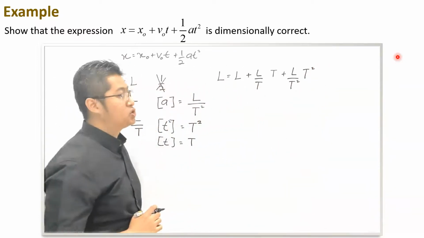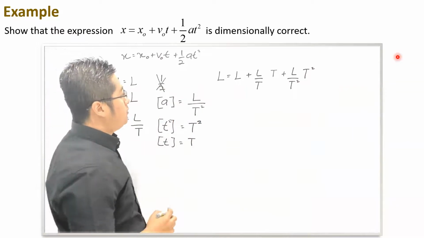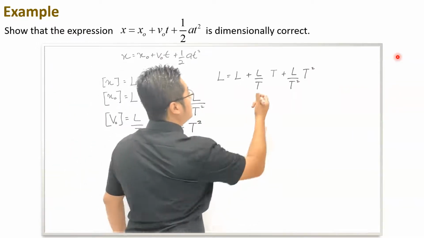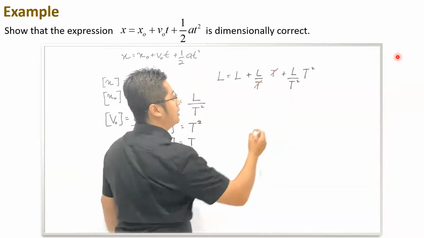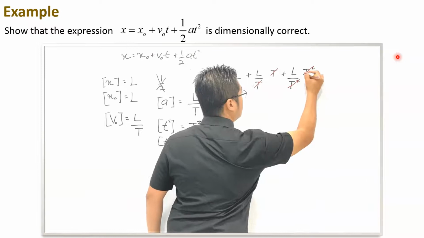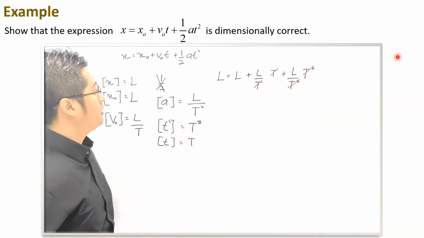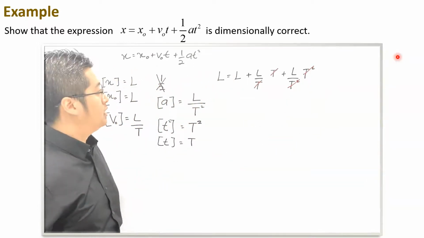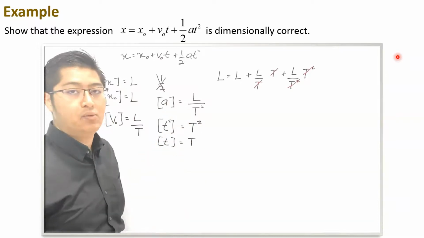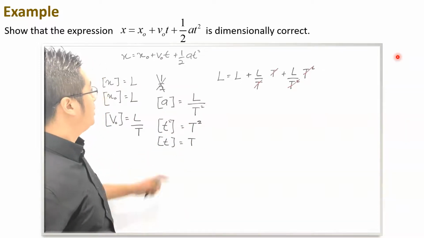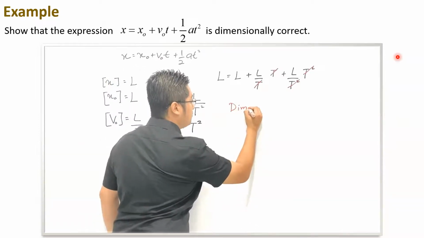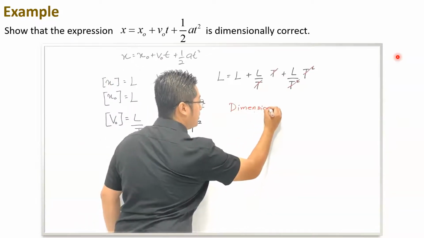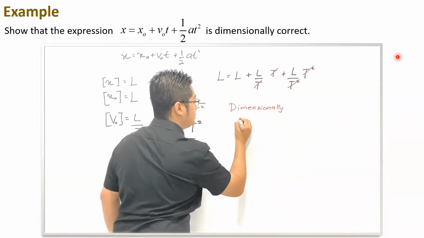capital T squared. Okay, now you may cancel the dimension for the time and for the time squared. So only the dimension of length remains on both sides of the equation. It means that the equation is dimensionally consistent.